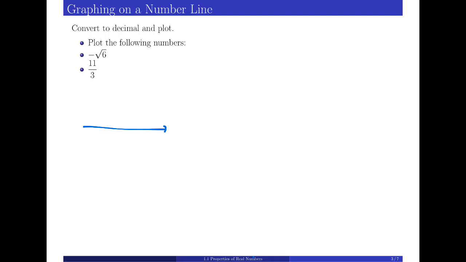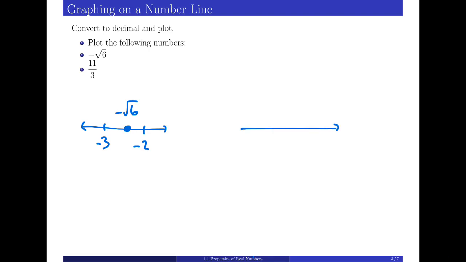So what if I wanted to plot a negative square root of 6 on a number line. I don't know exactly where negative square root of 6 is. I don't know what that is off the top of my head, but I know that the square root of 6 is going to be somewhere between 2 and 3, because 2 squared gets us to 4, 3 squared gets us to 9. So square root of 6 has to be somewhere between 2 and 3, but we're looking at the negative side of it. So negative square root of 6 is going to be somewhere between here. There's my negative square root of 6. That's all I expect you to do for these.